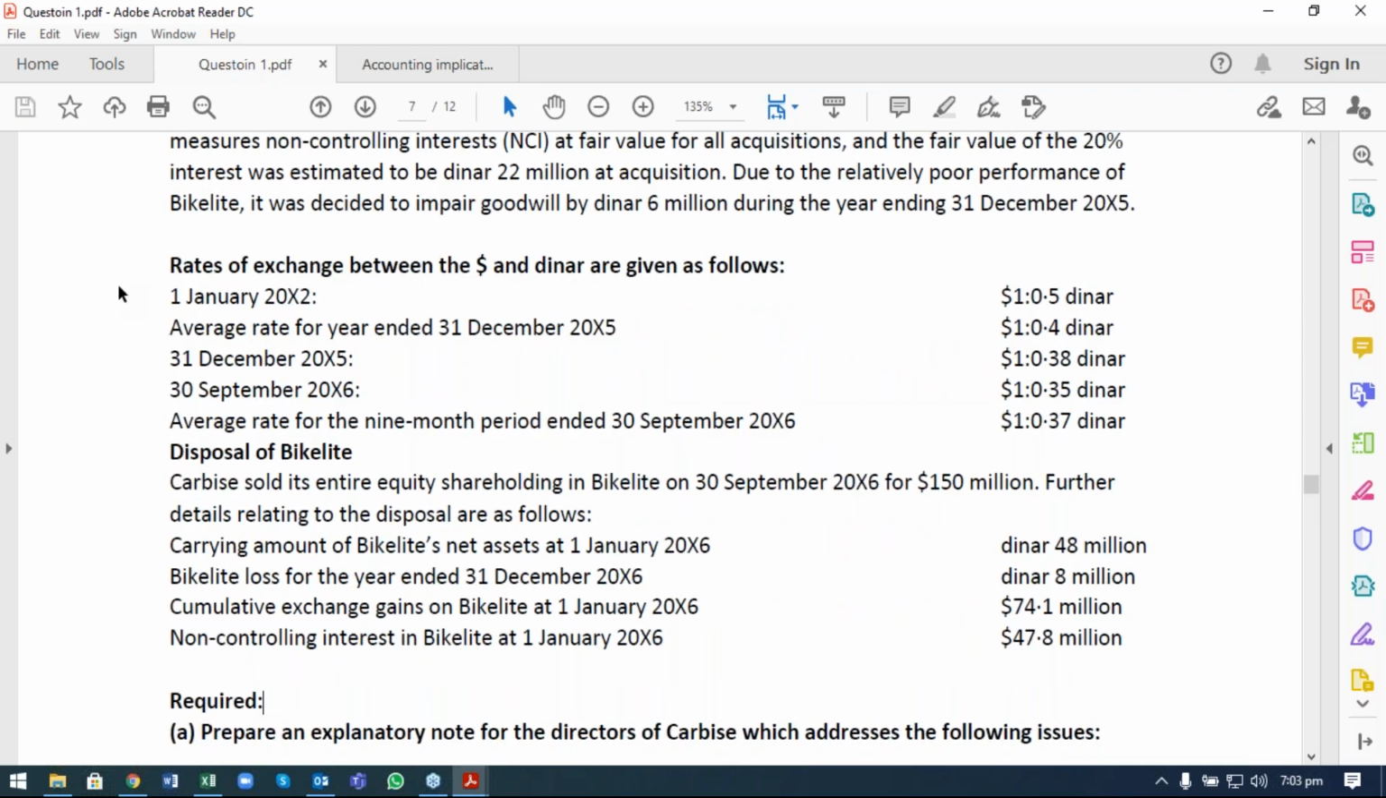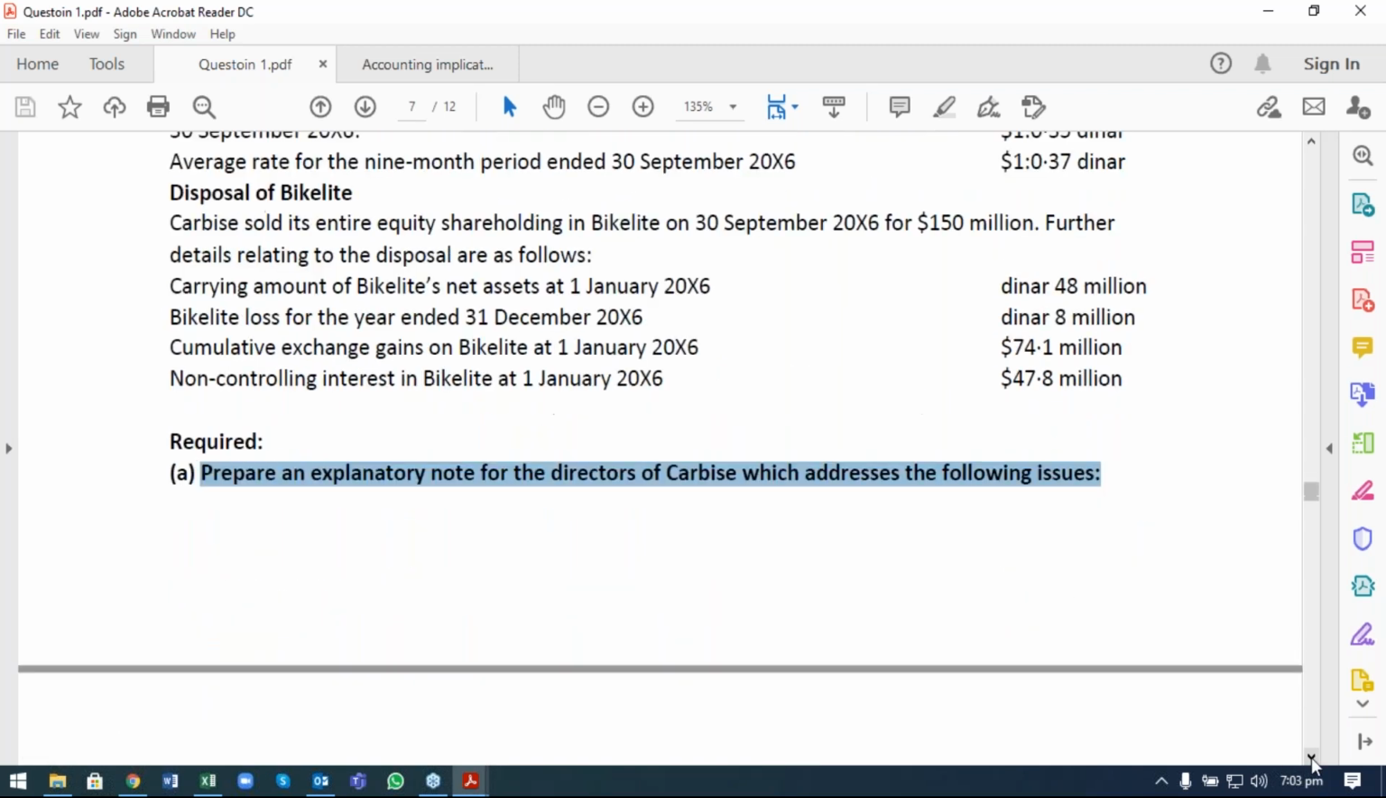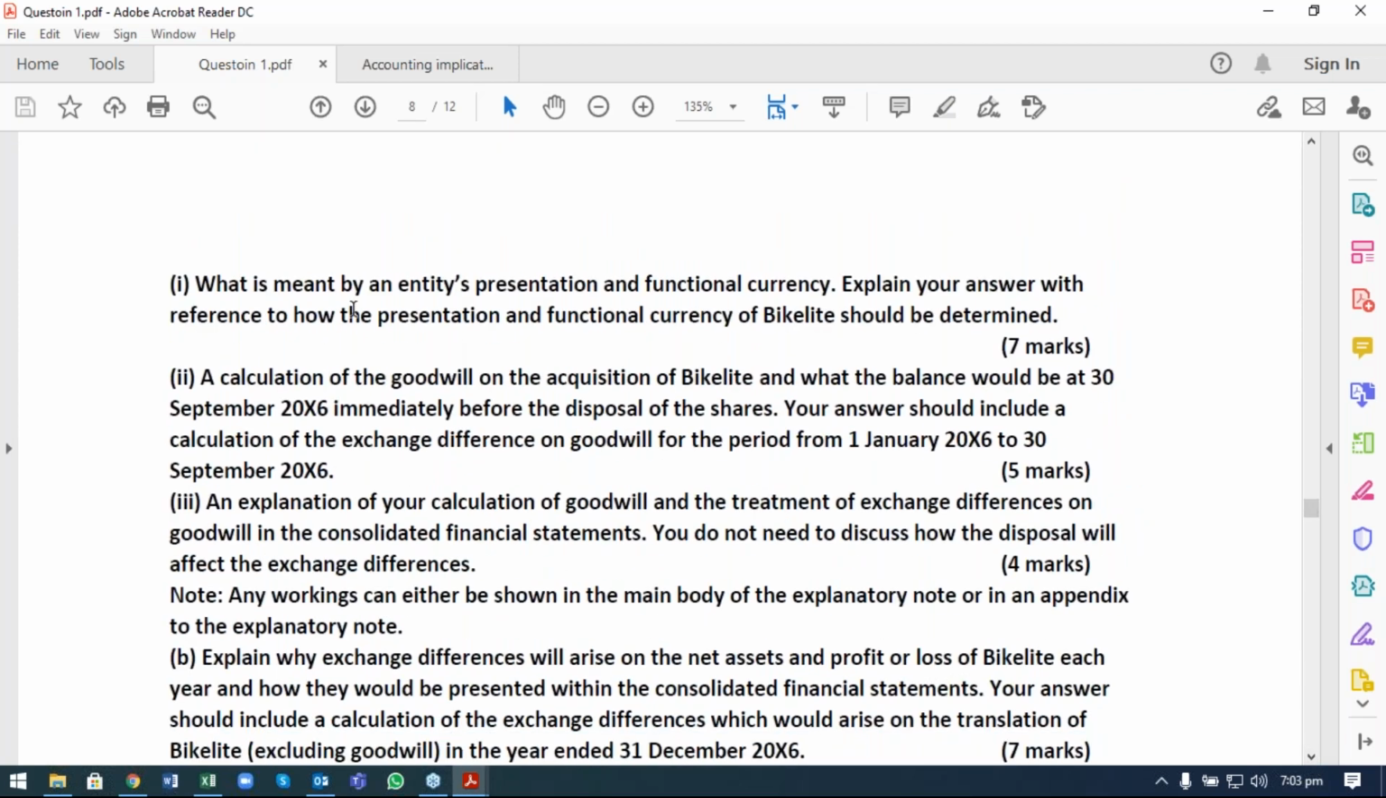The second part of this question is the requirement over here. You need to prepare an explanatory note for the directors to address the following issues. The first issue was how functional and presentation currency should be ascertained for a subsidiary. Goodwill calculation was required on acquisition of Bakelite, and what the balance would be on 30th September 2006, immediately before the disposal of the shares.